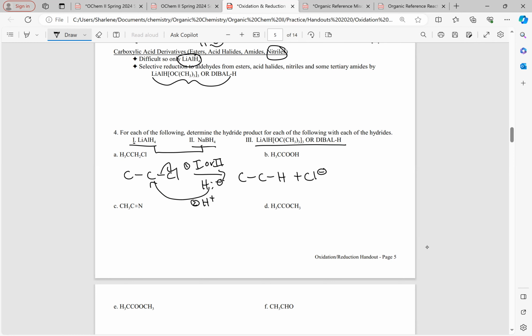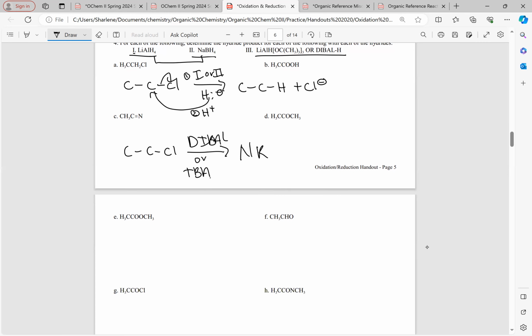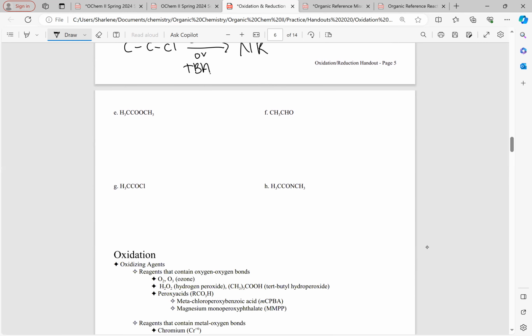All right. Well, what about dibal or the other one, TBA? That is selective, and alkyl halides are not one of its selective reactants. So in this case, it wouldn't react. There would be no reaction. And so I give you pretty much one example of all the functional groups that would be working right there.